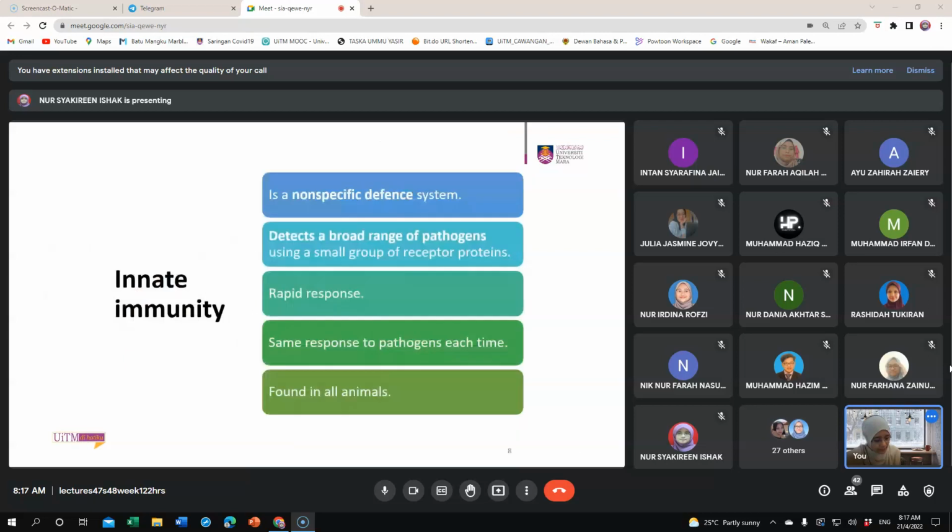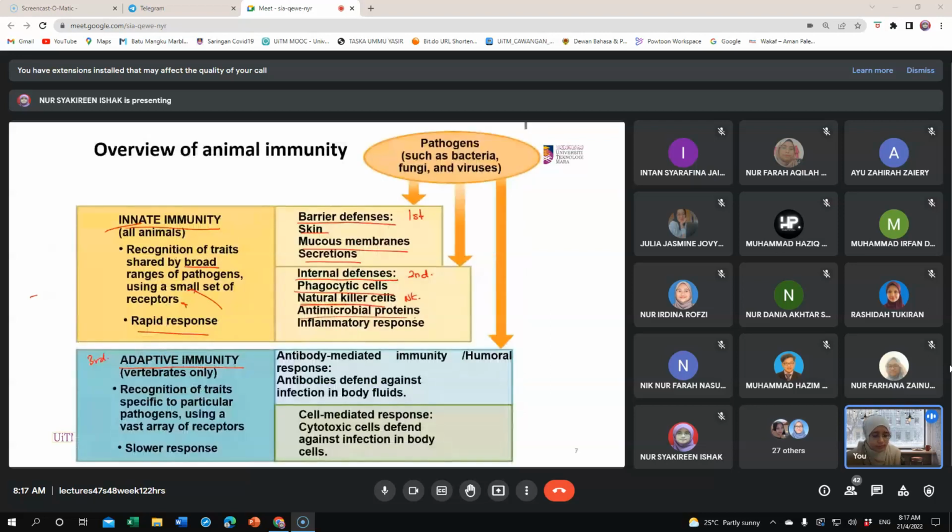And then you have the antimicrobial proteins. We are going to look at their function. Basically, it involves, for example, a group of proteins that embed in the plasma membrane of the pathogen and cause a mechanism that leads to the pathogen being destroyed. And then the inflammatory response. We are going to look at the mechanism later.